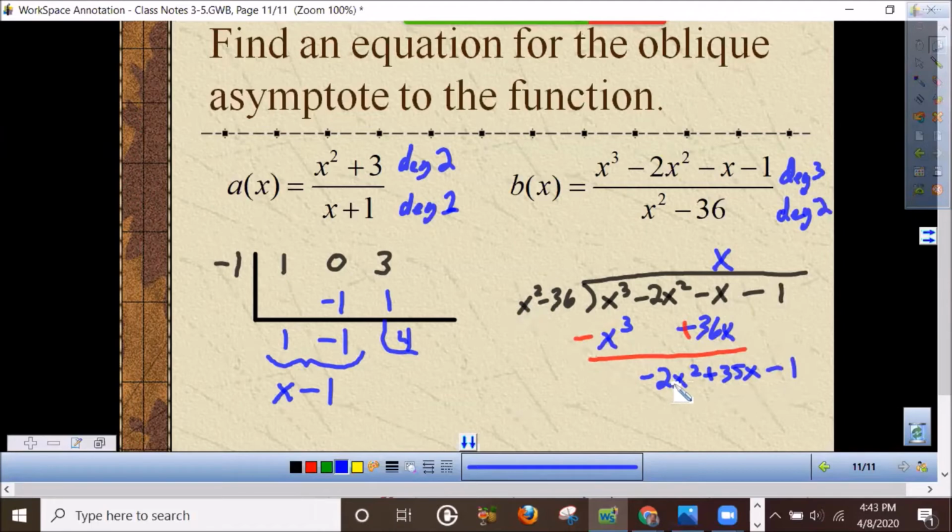Next we ask, what do I need to multiply x squared by to get negative 2x squared? The answer is -2. When I distribute that, I'll get negative 2x squared plus 72. Now again, we'll draw the line and change the signs. Negative 2x squared plus 2x squared cancels out. We bring down the plus 35x and a minus 73. So that's our remainder. But the important part of this is the quotient, the x minus 2. That part is going to be our oblique asymptote.